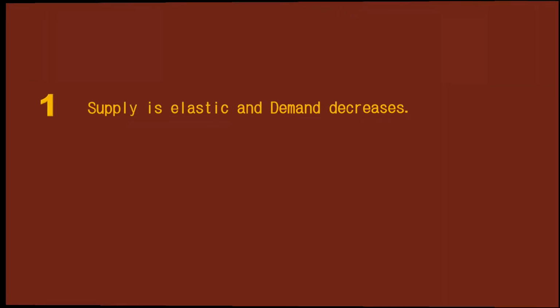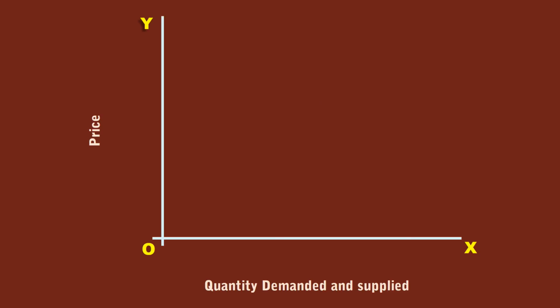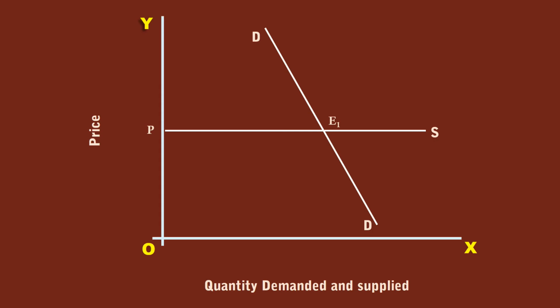2. Supply is perfectly elastic and the demand decreases. The supply is perfectly elastic. Hence, the supply curve is horizontal and parallel to x-axis. PS is the supply curve. The market is in equilibrium at E1, where both demand curve DD and supply curve PS cut each other. The consumers buy M1 units.